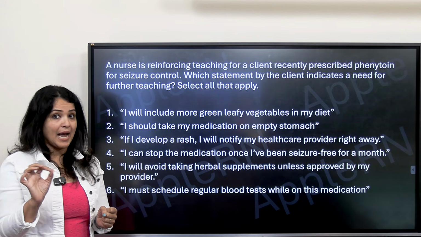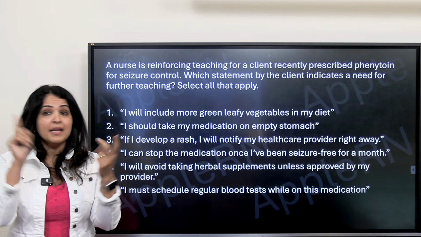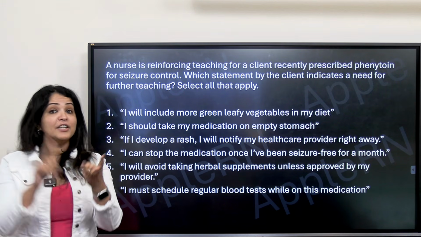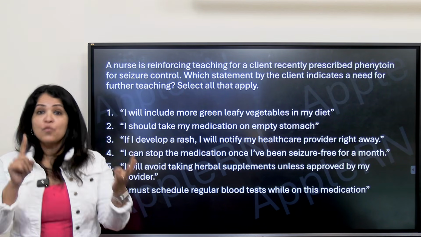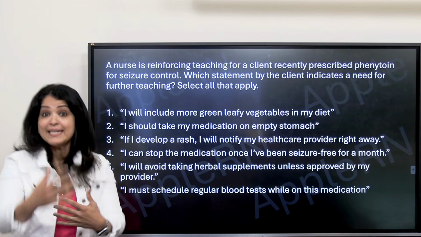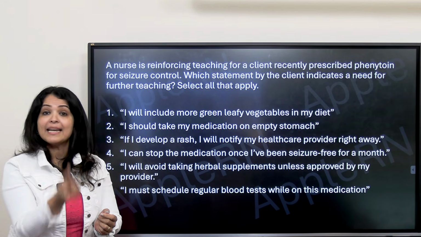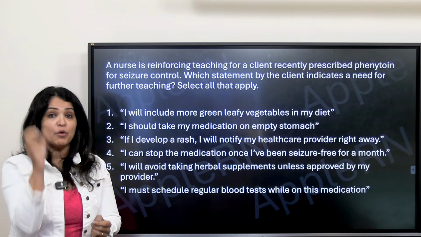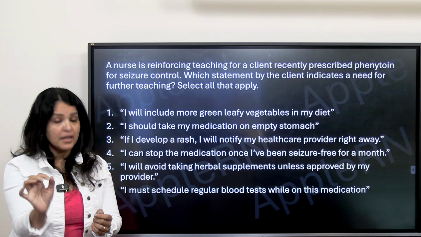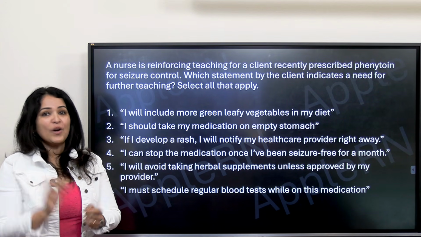We are looking for something bad. Anytime you see warrants follow-up, need for further teaching, additional teaching is needed, which one needs intervention, or the staff nurse has to intervene, when you see those kinds of wordings in the question, always remember, we are looking for something bad. We are looking for something incorrect, okay? So what is it here?